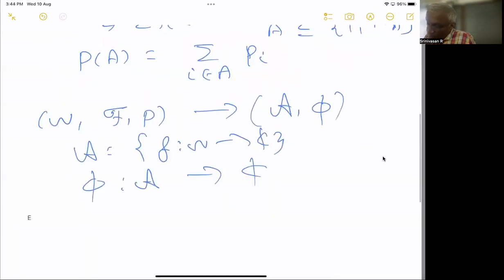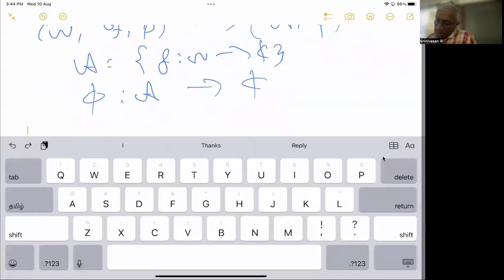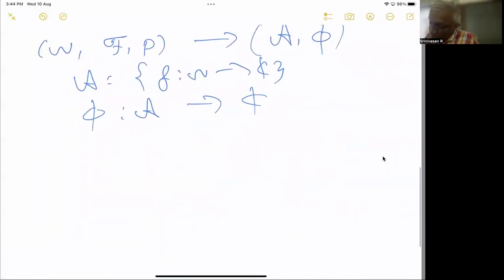So any phi of f is the summation of f of i times pi. That's all. This is also called expectation, but I use phi because I want to call it a state.